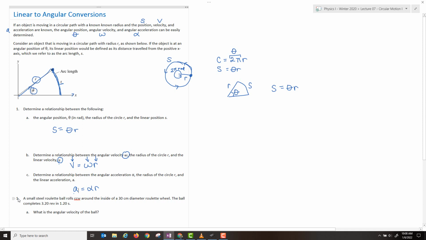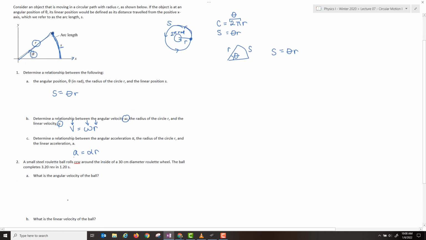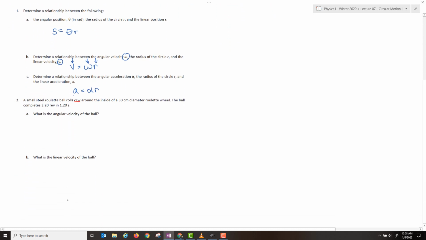All right, let's do the next question. It says, a small steel roulette ball, I'm just going to fix this, should say question 2, rolls counterclockwise around the inside of a 30 centimeter diameter roulette wheel. The ball completes 3.2 revolutions in 1.2 seconds. What is the angular velocity of the ball?